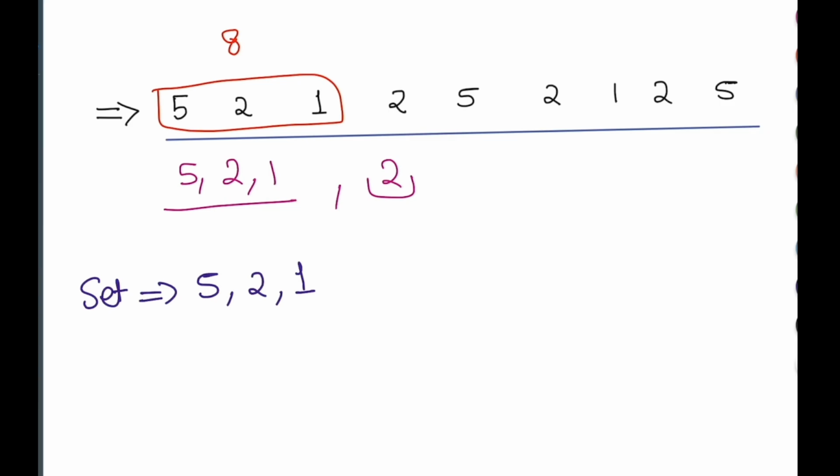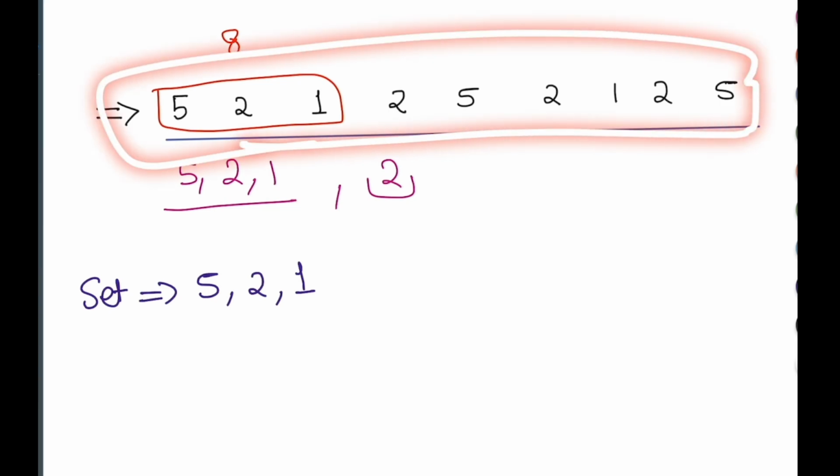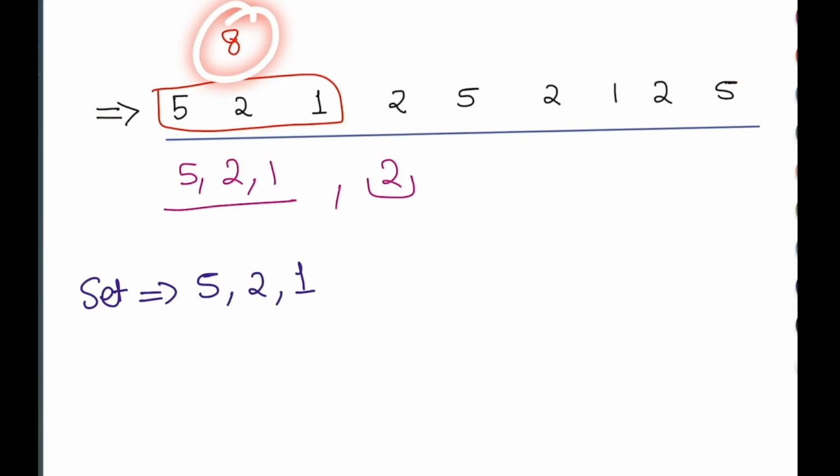Alright, this is my maximum sum. But maybe I have another subarray in this array which has a sum more than 8. We don't know as of now, right? So what we can do is we can say, okay, this new element 2 is telling me that I have to create a new subarray. But what will be the starting point of your new subarray?